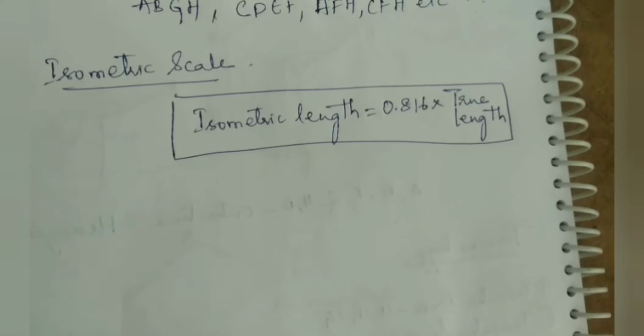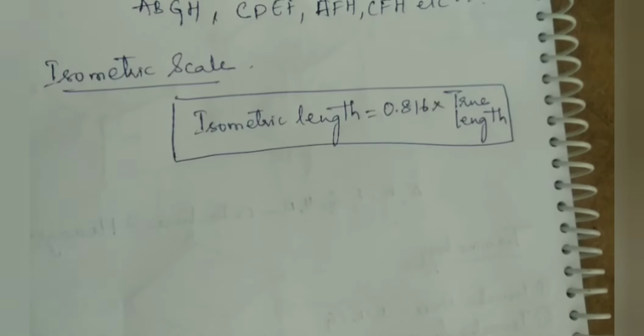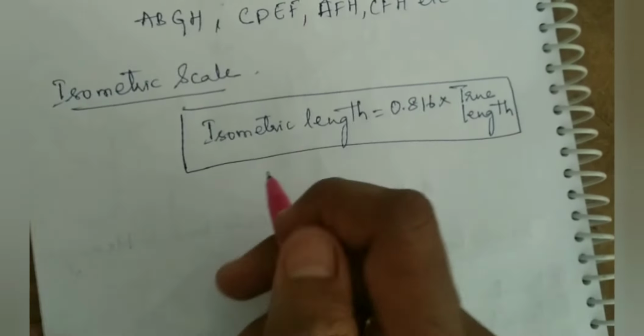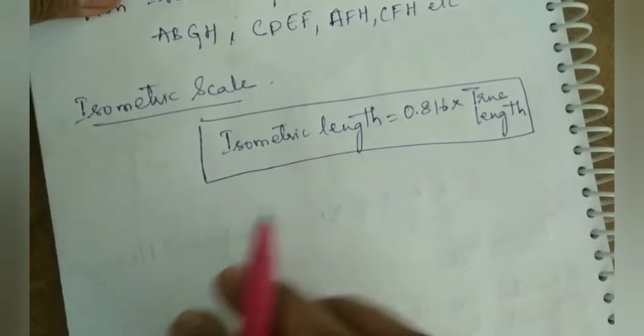So this is the isometric scale. How do we get this isometric scale? How are we about to obtain it? How do we get this 0.816? That we'll see now.